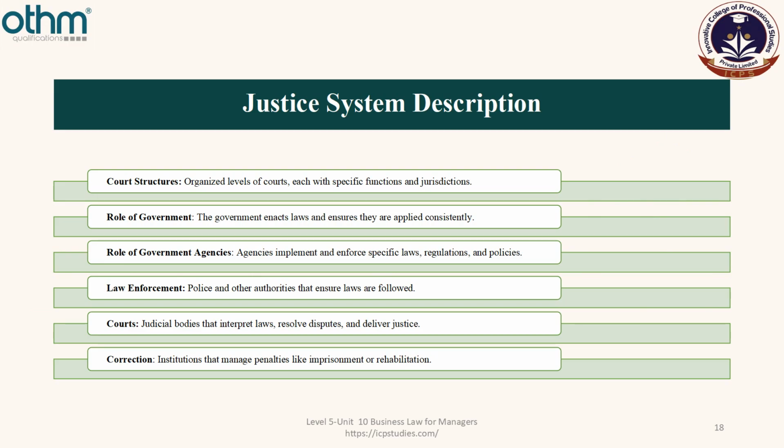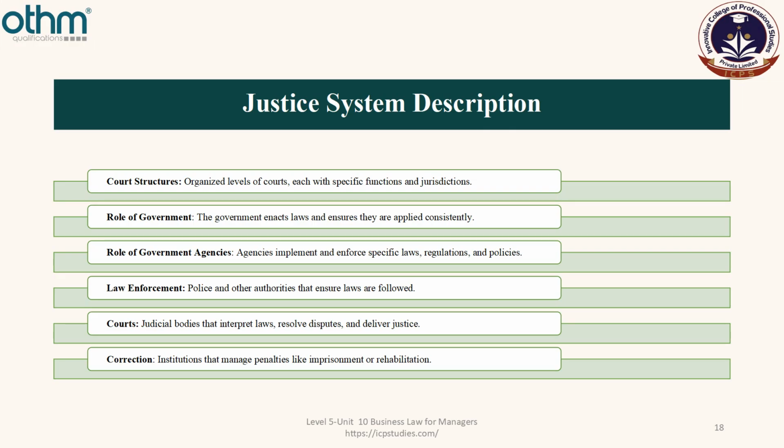So, for the justice system, we have several points. The first is the court structure. It is the organized levels of courts, each with specific function and jurisdiction. Then we have the role of government. The government enacts the laws and ensures that they are applied consistently.